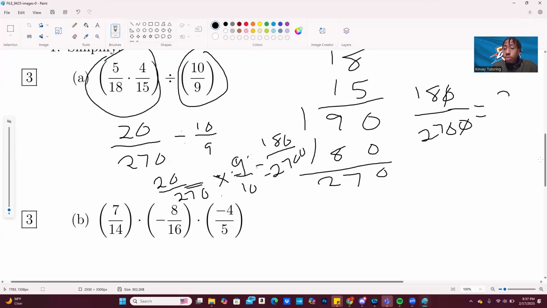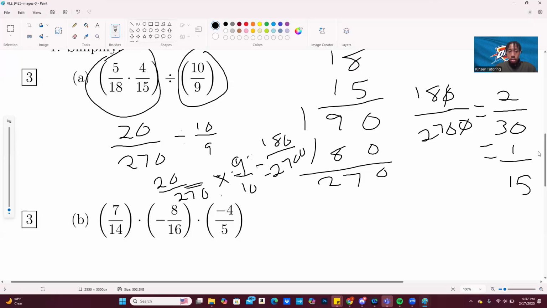So 9 divided into 18 is 2, and 9 goes into 27 three times. Add the 0 left over, and we can still reduce, right? Because 2 and 30, the greatest common factor is 2. Divide both top and bottom by 2, and we get 1 over 15. Okay, so that's question 1A.